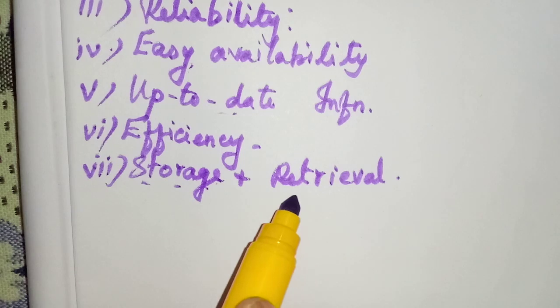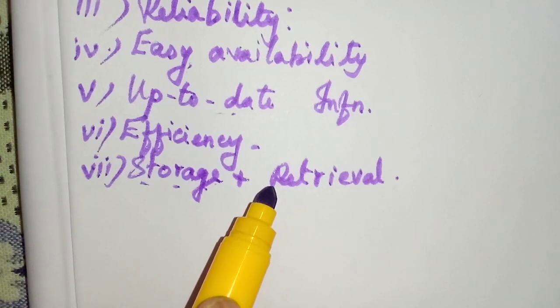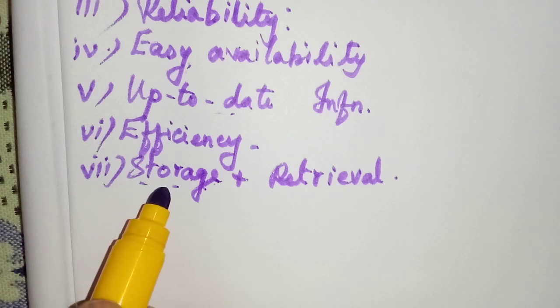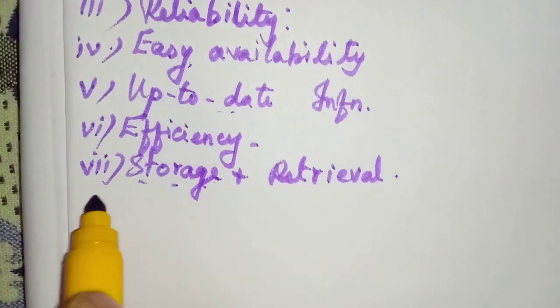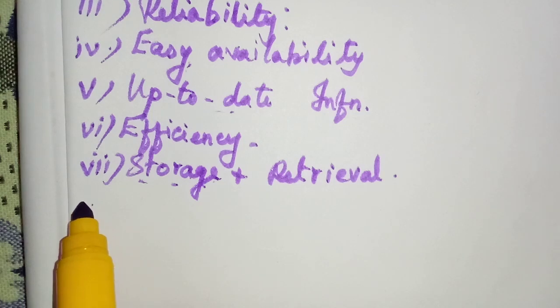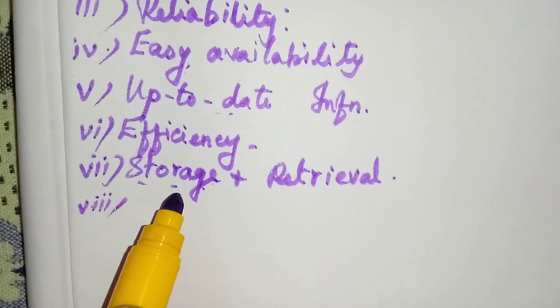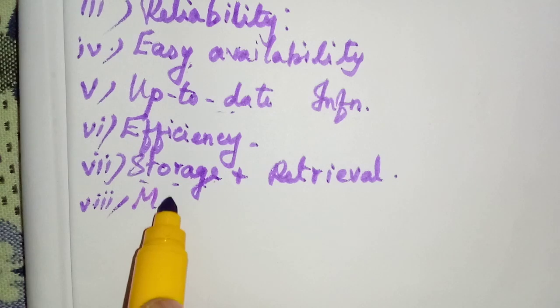Then to find out the old documents, here we need more time to search for a particular file, isn't it? But in the computer, if we click that date, it will automatically show. Okay, so storage and retrieval of data is very fast and efficient. It works as a motivator to employees.